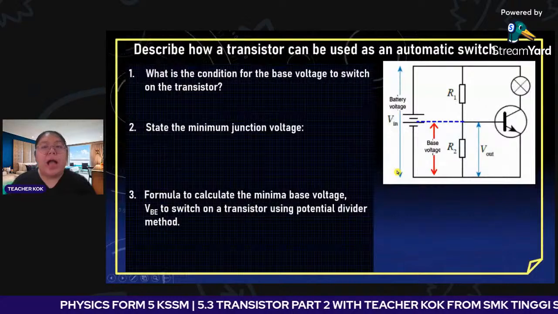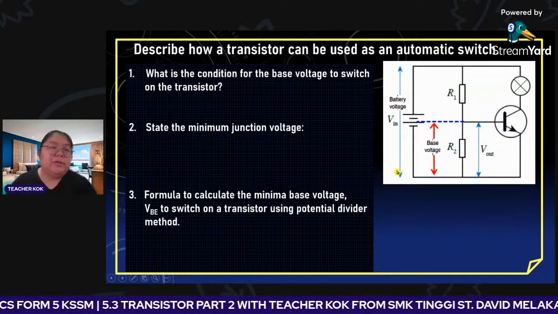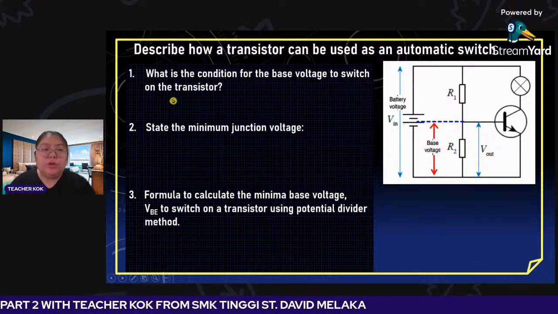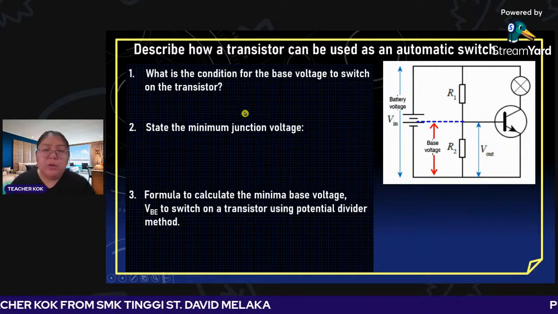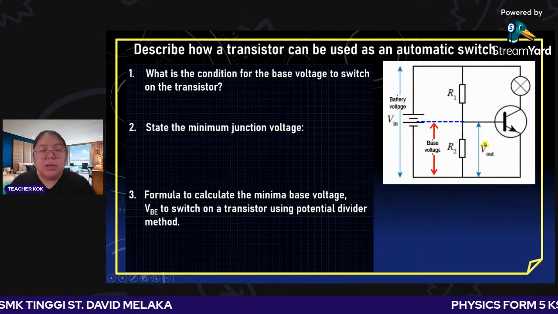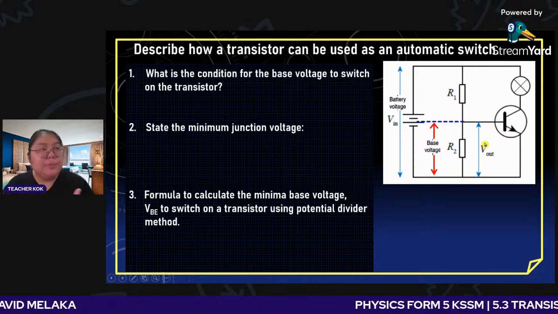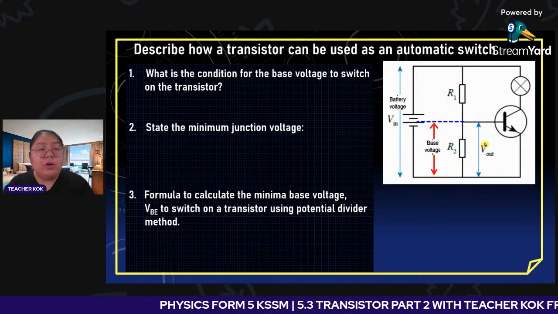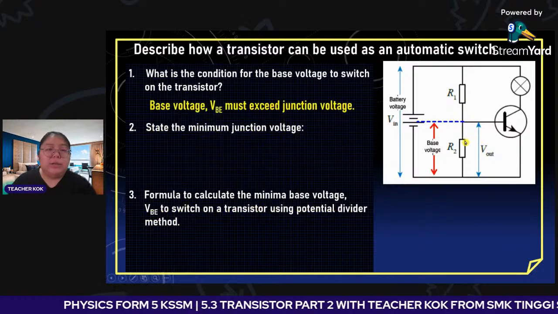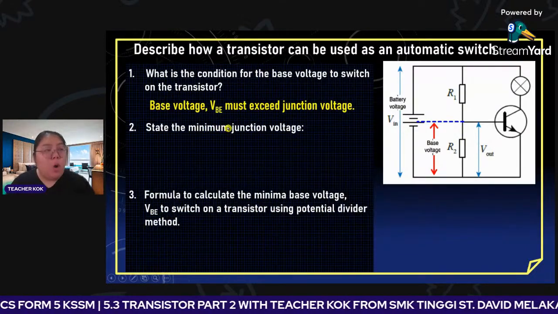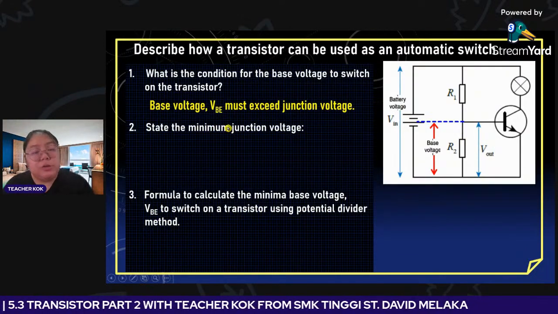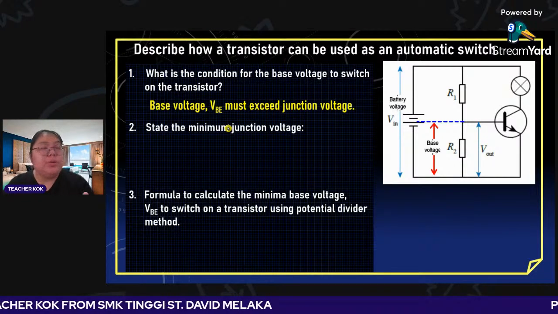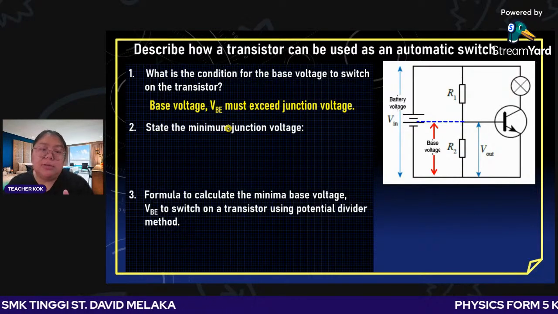Okay, now we go to answer some of the questions first. What is the condition of the base voltage to switch on the transistor? Okay, what condition can switch on the transistor? You must have a high base voltage. Then you can switch on the transistor. So the answer is base voltage must be over the junction voltage. If you are over the junction voltage, that means no problem. You can switch on the transistor.